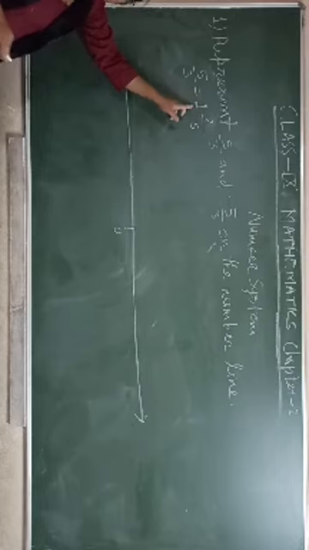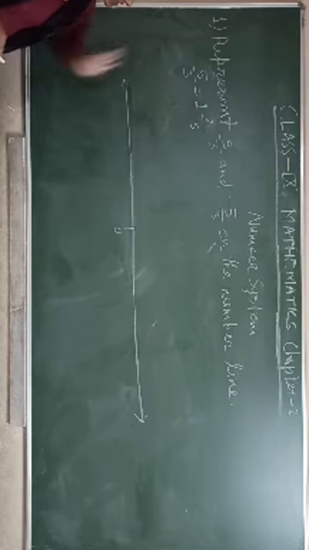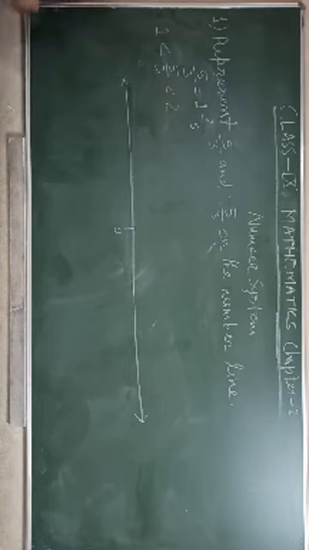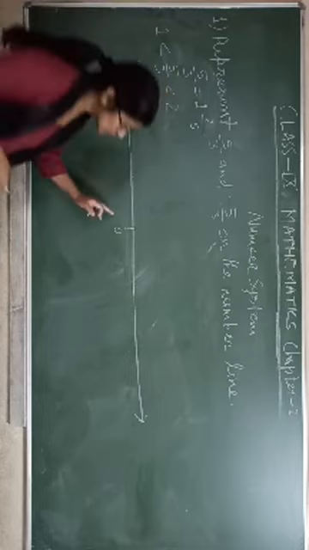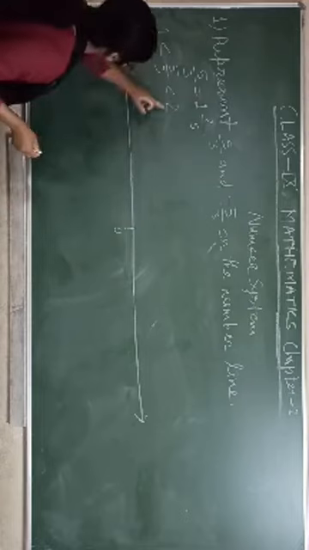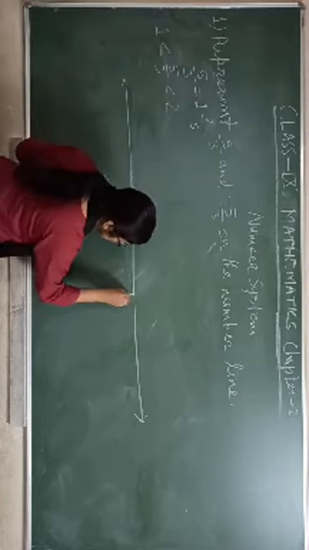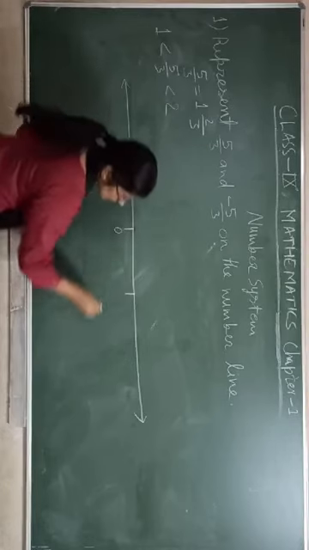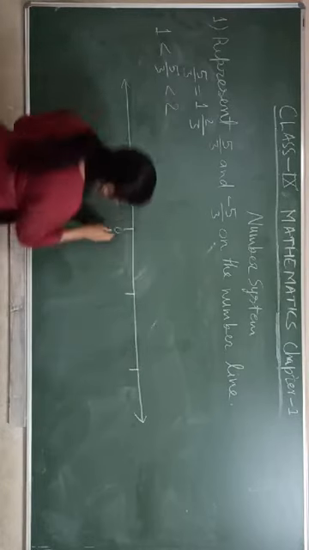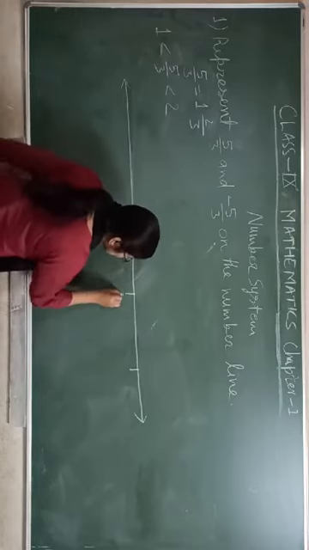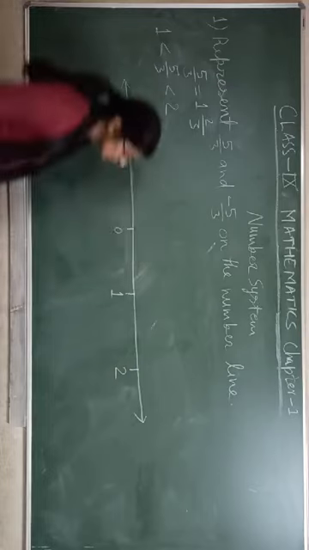It means this number is greater than 1 but less than 2. So we will write here 5 by 3 is greater than 1 and less than 2. So we have to draw up to 2. This number lies in between 1 and 2. So we have to draw equally. How much gap from here to here, the same should be here to here. Here we will write 1 and here we will write 2.